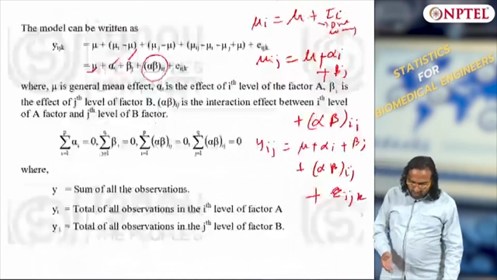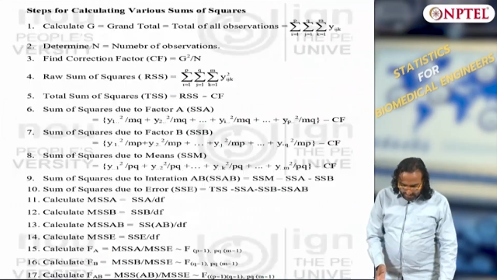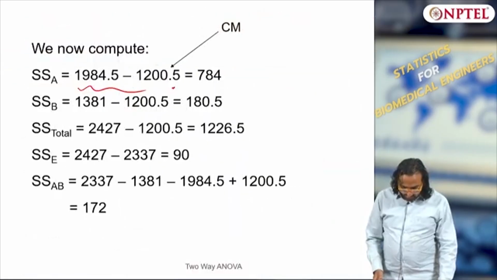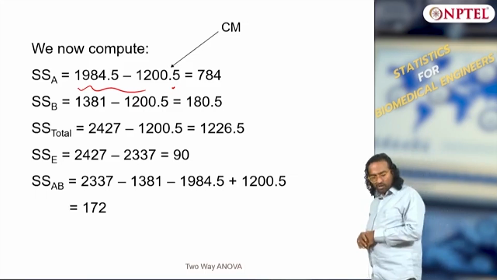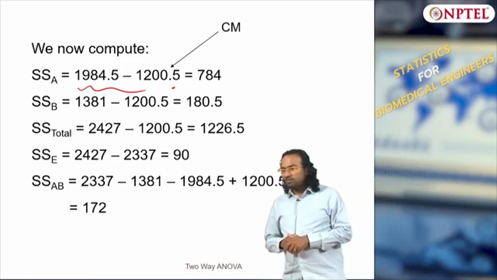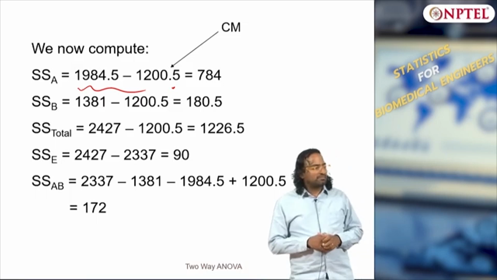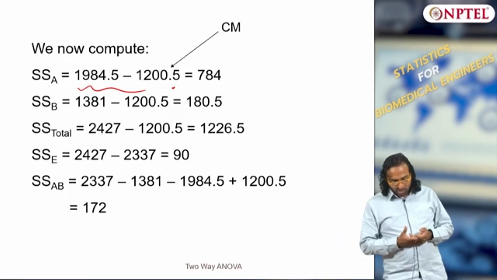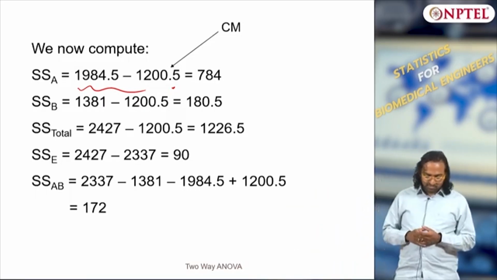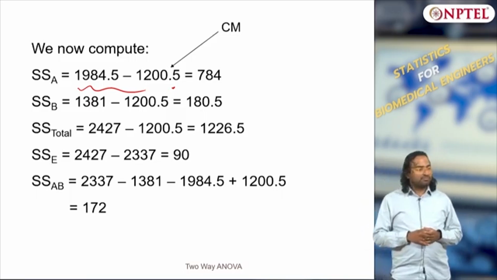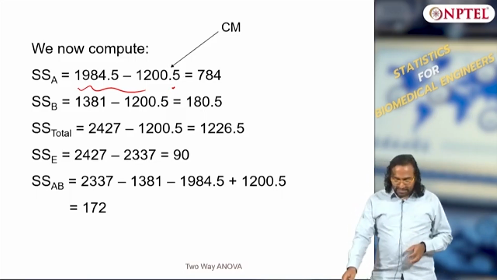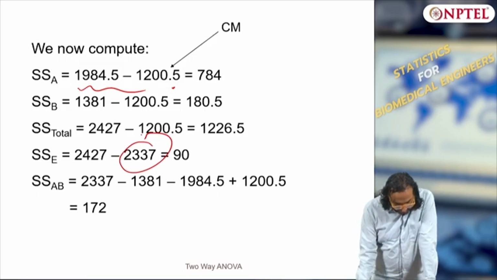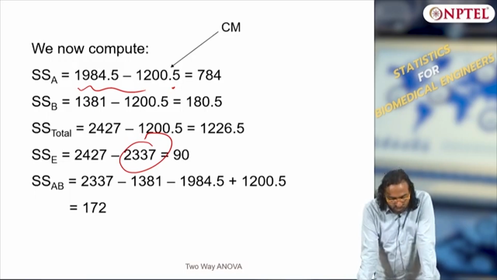The rest of the things, once you know sum squared A, sum squared B, the interactions, you form a table like this. So this is my sum squared A, sum squared B, sum squared AB and sum square total. So error is always by subtraction, so no issues there, error is always by subtraction, okay. How did we get the error 90? How did I get this 2337? Any idea? What is this 2337?